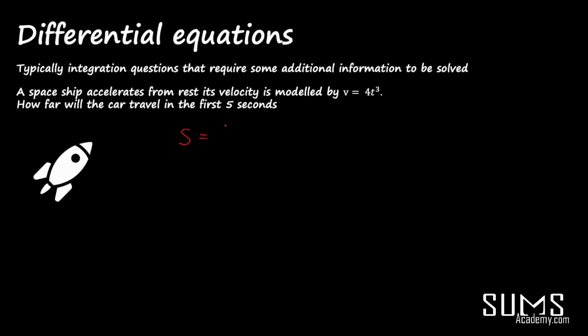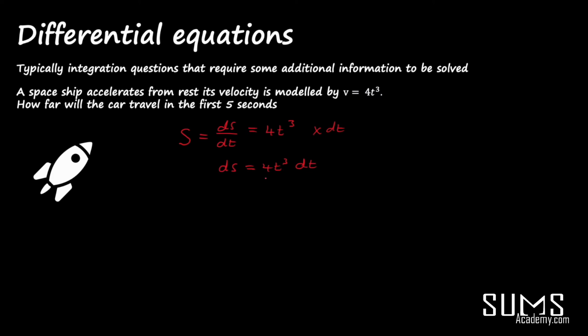So what we're saying here is we know that velocity is equal to the change in distance over the change in time. Okay? We know that is equal to 4t cubed. So what we want to do is to get this into a more recognizable form. So what you do is you multiply by dt. So you're left with ds is equal to 4t cubed dt. Okay, now this looks like something that's a bit more familiar.